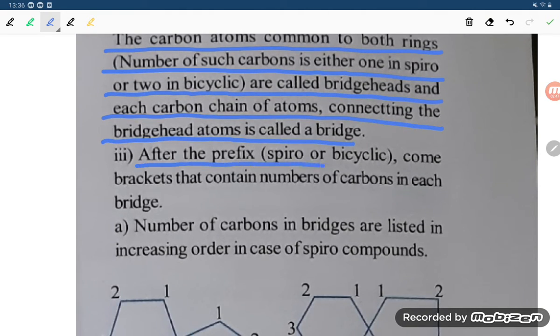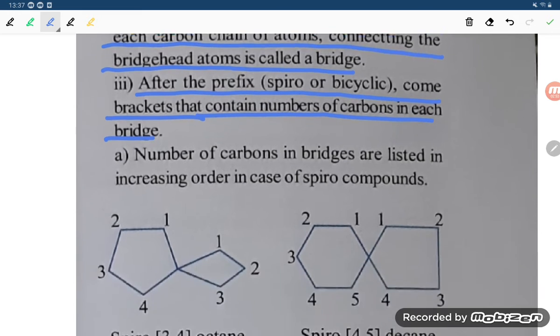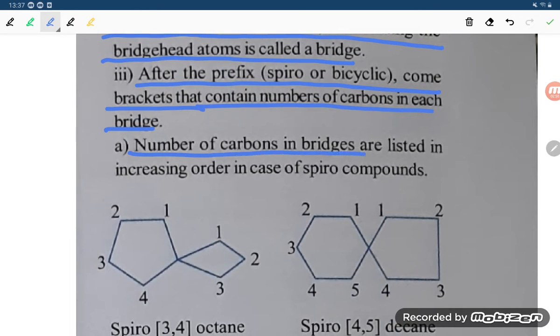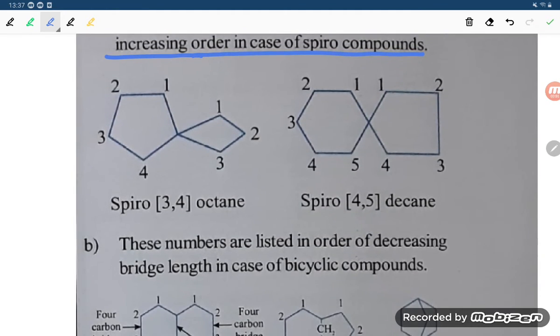After the prefix spiro or bicyclo comes a bracket that contains the number of carbons in each bridge. The number of carbons in the bridges are listed in increasing order in the case of spiro. So spiro 3 4 octane, here are 3 carbons and 4 carbons. Spiro 4 5 decane, because the smaller is first and then the larger.